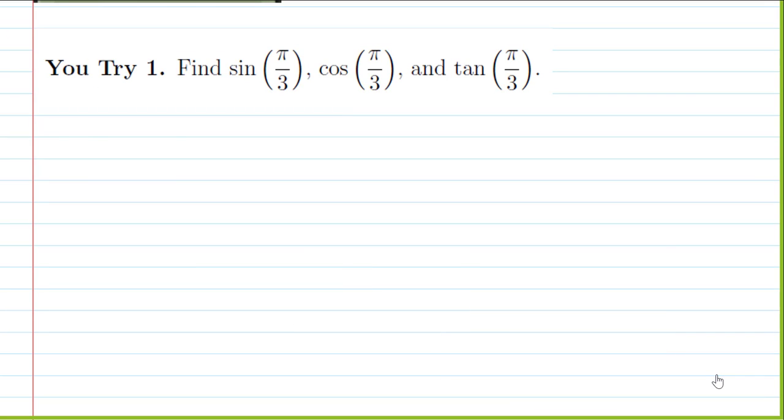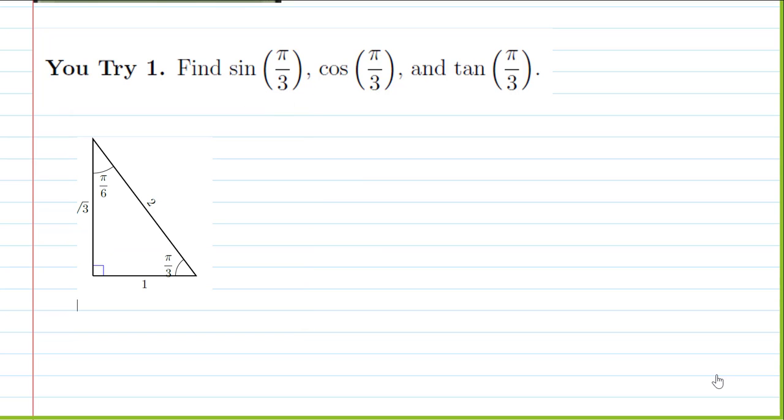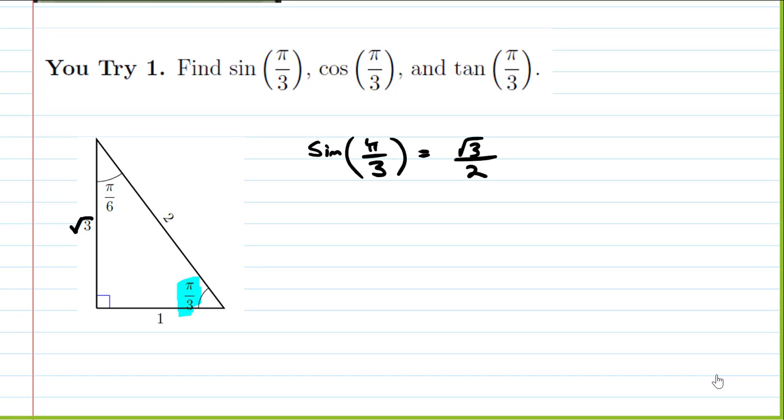All right, so let's go ahead and resolve this. So if we grab our reference triangle, we have the following, and we want to find the sine, the cosine, and the tangent of pi over 3. So the sine of pi over 3 is going to equal, well, sine is opposite over hypotenuse, so we're going to get root 3 over 2.